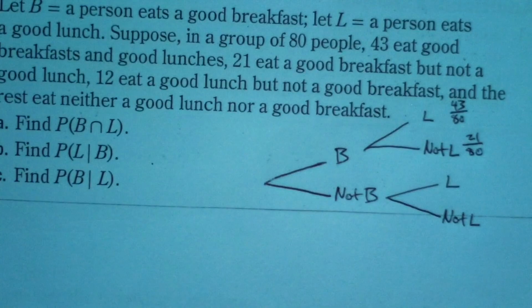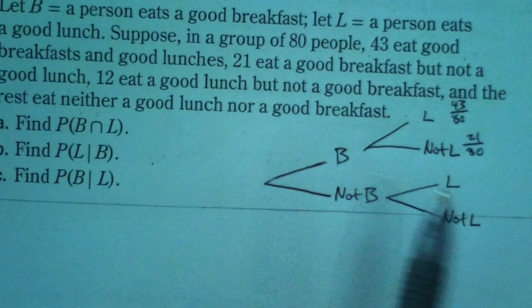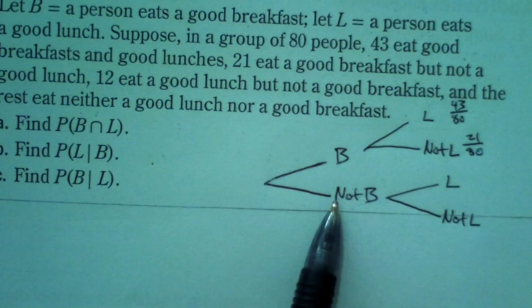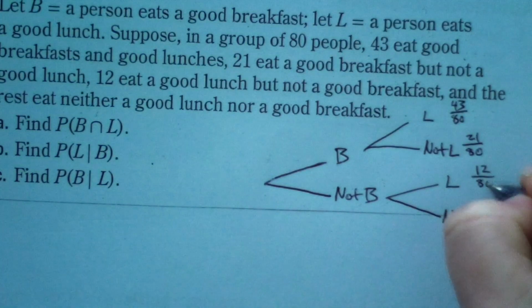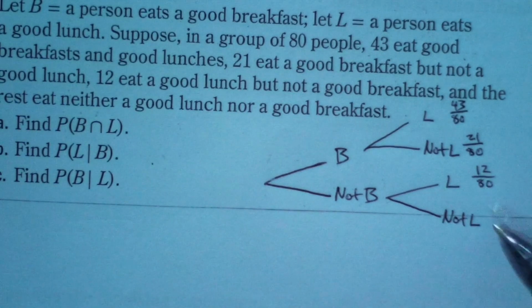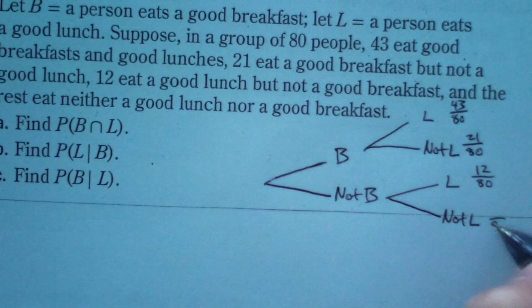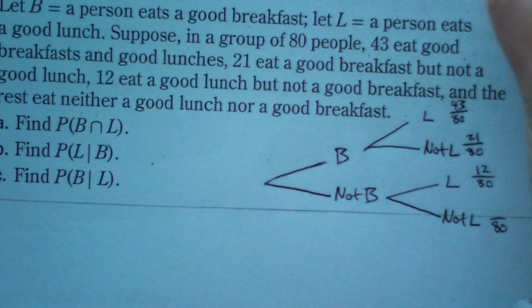And then the last group, they say the rest eat neither a good lunch nor a good breakfast. To find however many are left, I'd just do 80 minus the 3 groups we already had, so minus 43, 21, and 12 together. I think that's 4, which is what I've got on my sheet. So if you subtract all your groups from that total of 80, there should be 4 people left. That last group that didn't eat a good meal would be 4. Once you get a visual of what that's going to look like, you start filling in the probabilities.